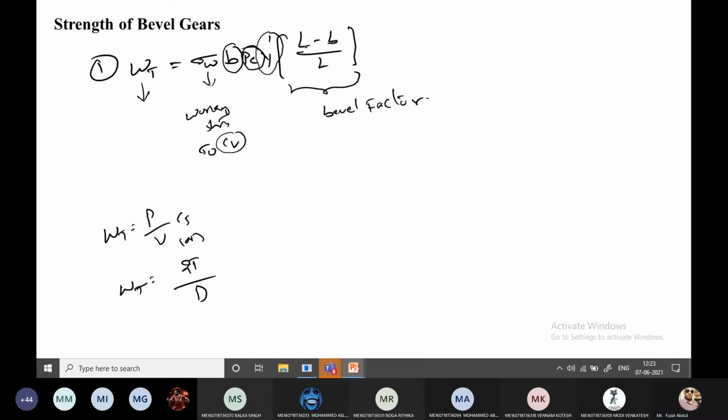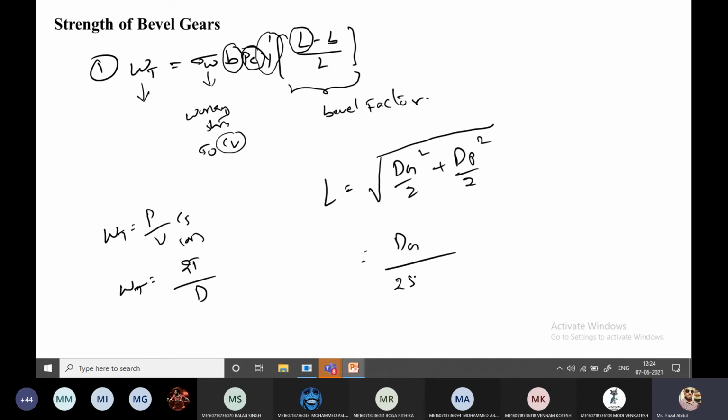And sigma W is the working stress. See here, what is L? L is nothing but the slant height or center distance between the cones. So for this slant height we have one equation: square root of (dg by 2) square plus (dp by 2) square. Otherwise dg by 2 sine theta P2 in terms of gear, otherwise dp by 2 sine theta P1. This is also a relation we have.